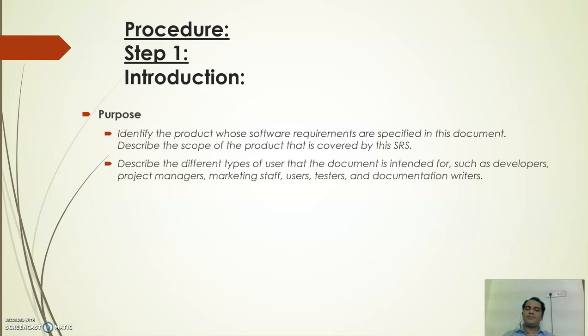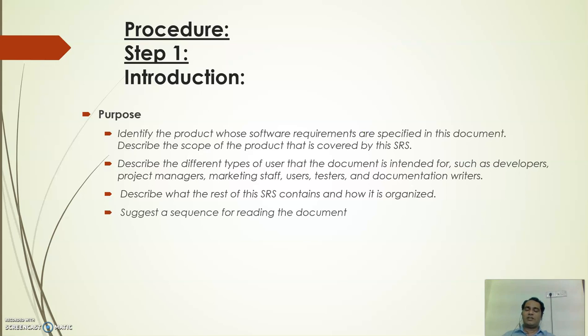Describe the different types of users that the document is intended for. Who is going to read this SRS document? That should be made very clear, such as developers, project managers, marketing staff, users, testers, and documentation writers. Please mention the intent, intended for whom. Describe what the rest of this SRS contains and how it is organized. This is covered under purpose. Suggest a sequence of reading this document.